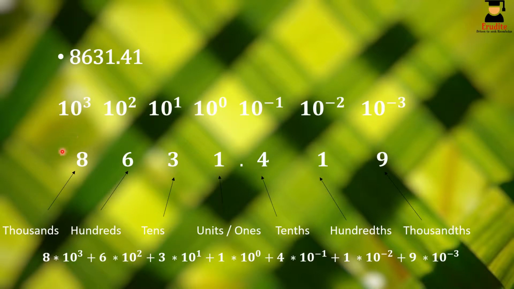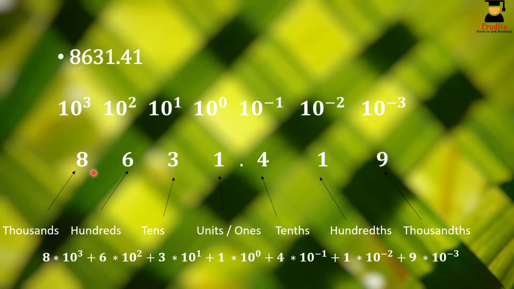Now when I want to express this number in the powers of 10, what I'll do is multiply this particular digit by its 10 power and add it to the other numbers. The other numbers will be similar: I'll take the digit and multiply it with its power of 10, take the next digit and multiply it with its power of 10, and so on.